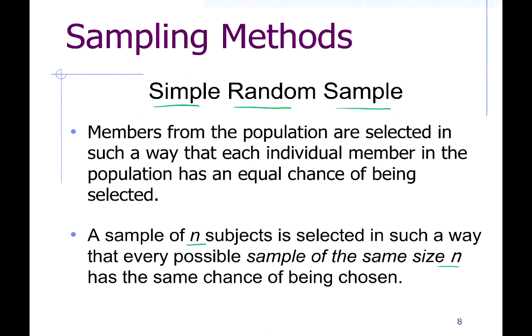So let's say we're choosing 50 people for a survey. There's no group of 50 in the population that is more likely to be chosen than any other group of 50. So it applies to groups, it applies to individuals.